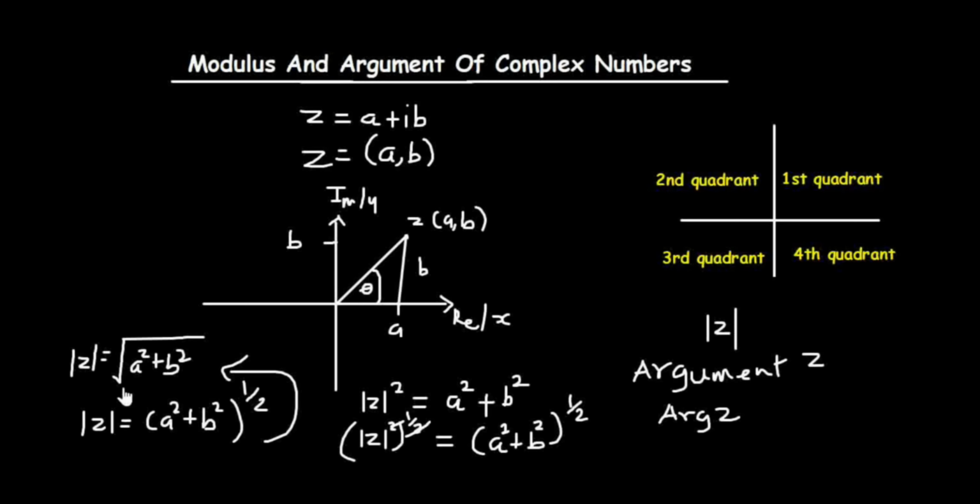Let's look at how you are going to calculate the argument of a complex number. The argument is the angle that the complex number makes with the positive x axis. Looking at this complex number z here, the angle that it makes with the positive x axis is this angle theta here. That's from the positive x axis to where the modulus is. So that's the argument.